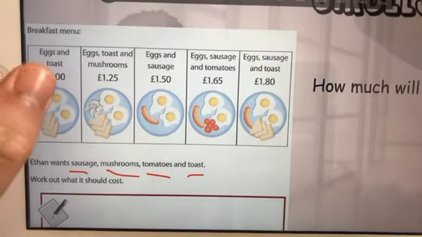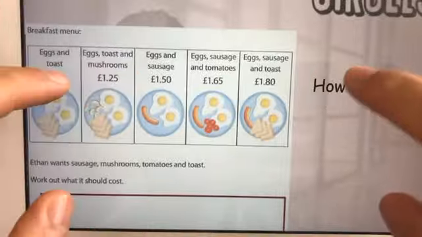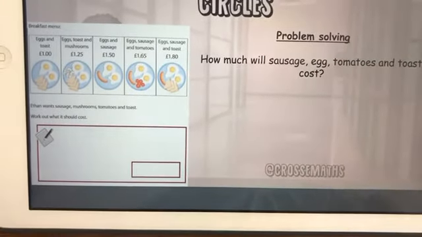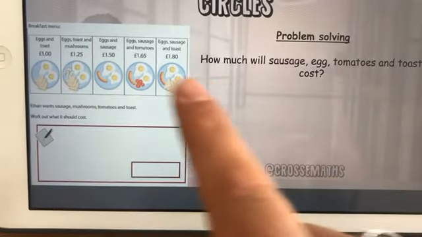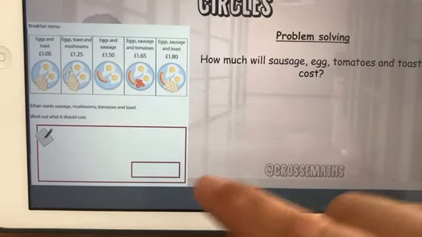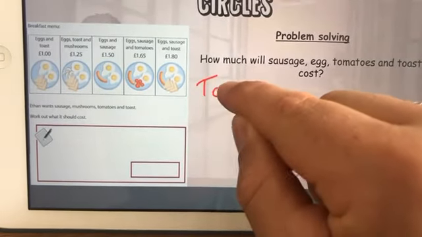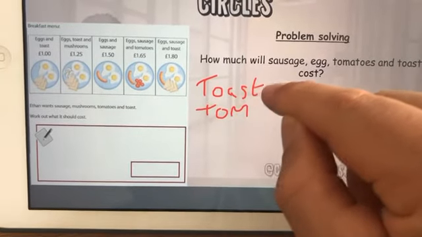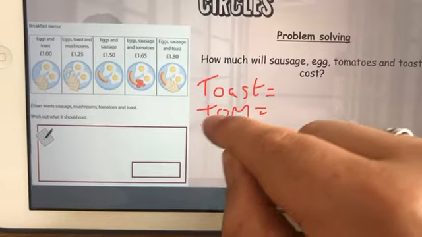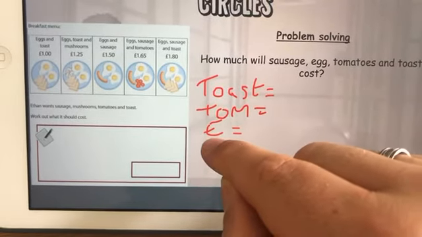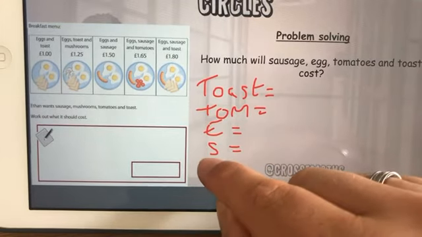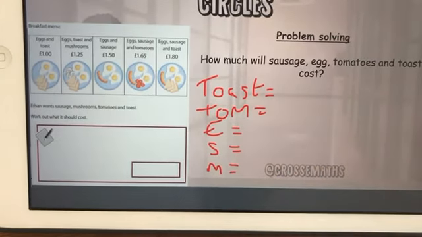Right, guys, so very quickly I'm going to go through this, okay? Just going to zoom out a little bit so I can see what's going on. Okay, cool. So what we've got, it's important just to compare each breakfast. So what we've got to find is toast, tomatoes, egg, sausage, and mushroom. Okay, we've got to find the cost of those in order to build up his breakfast.